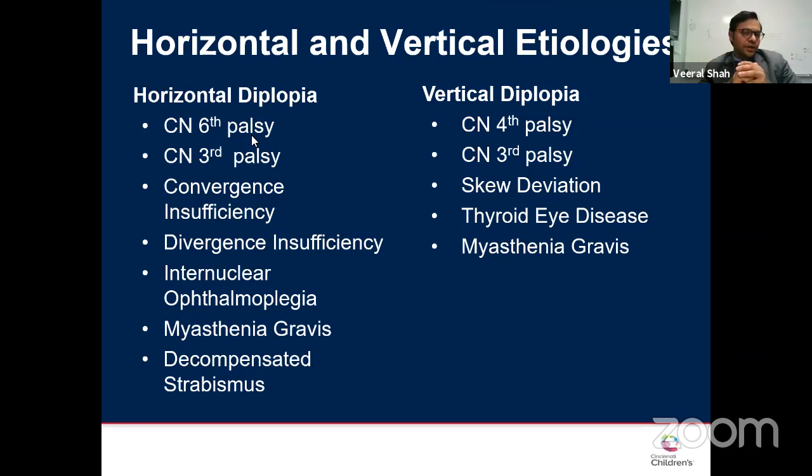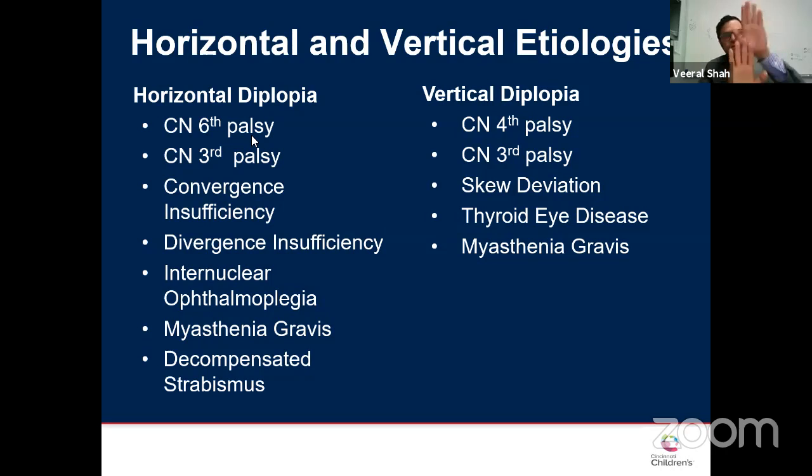And then there are other issues that you can have, which are higher up, about fusional issues called convergence insufficiency, divergence insufficiency. There are supranuclear causes like internuclear ophthalmoplegia. I know my audience, so I know you've heard of all of these. Myasthenia gravis, and something we call a decompensated strabismus.